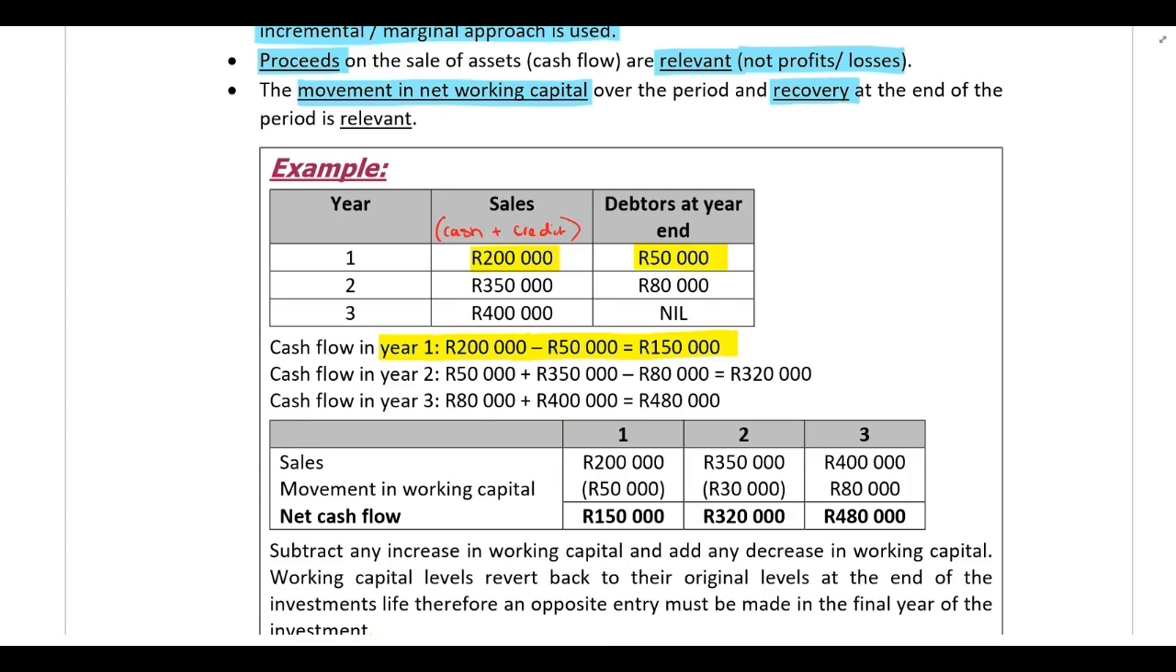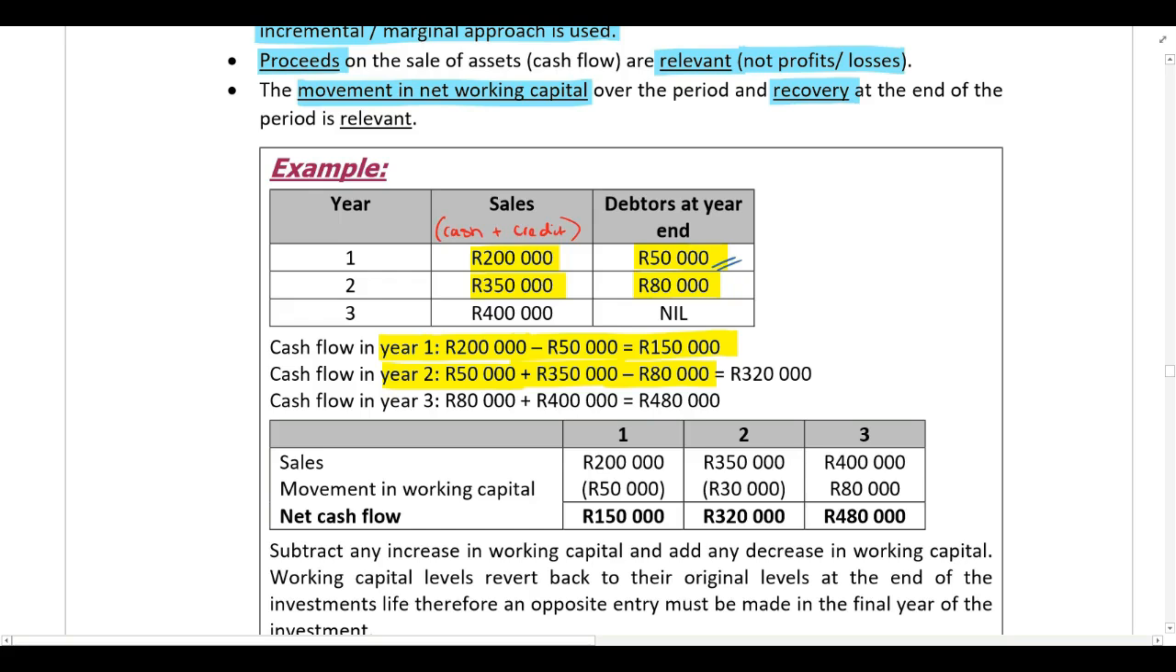Then in year 2, I have an opening balance for debtors of 50,000 Rand. That is the starting point of my calculation. I then make sales of 350,000 Rand and I have an outstanding debtors balance at the end of the year of 80,000 Rand.